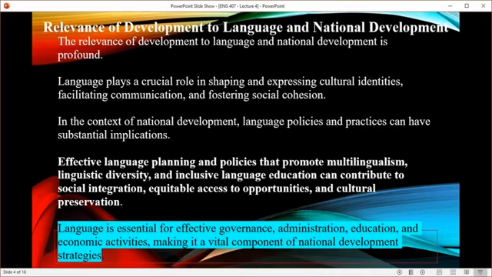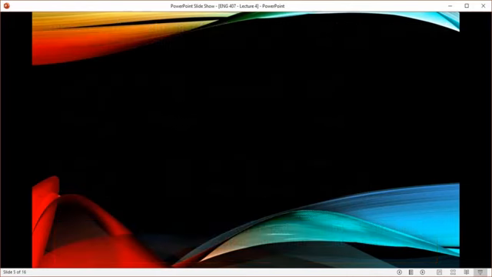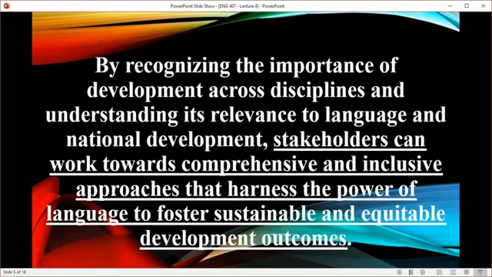Therefore, language is essential for effective governance, administration, education, and economic activities. In order for us to have national development, no strategy will be put in place and work if the way language is supposed to be used is not put into consideration.